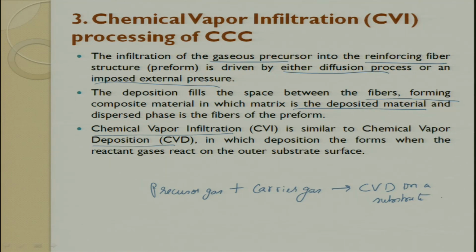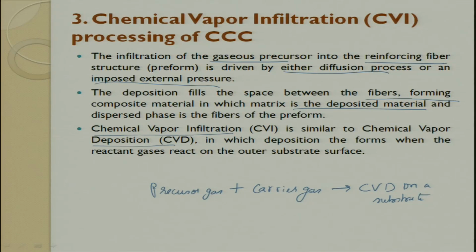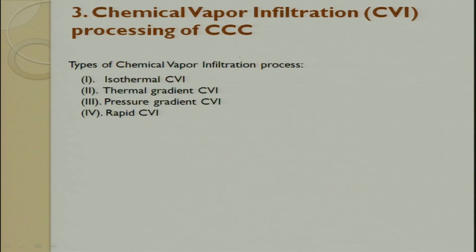So, what is the difference between the previous process and this process? In the previous process we take a fiber, we take a molten pitch which is infiltrated. All these things happen somewhere close to room temperature itself. But here in CVI we take the precursor, a gaseous precursor, which tries to pass through the fiber preform. As I told you last time in ceramic matrix composites, we have an isothermal CVI process, a thermal gradient CVI process, a pressure gradient CVI process, and we also have a rapid CVI process for making carbon-carbon composites.